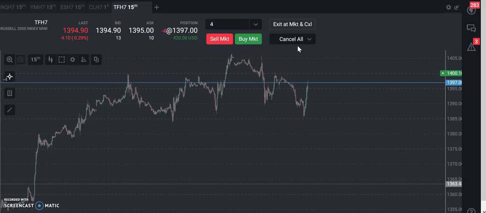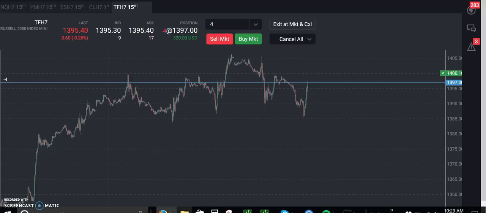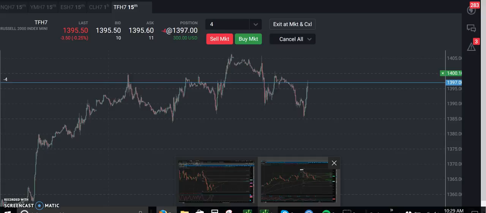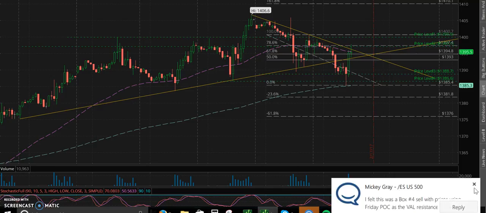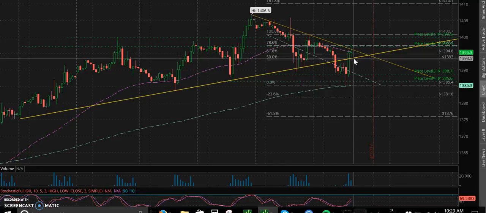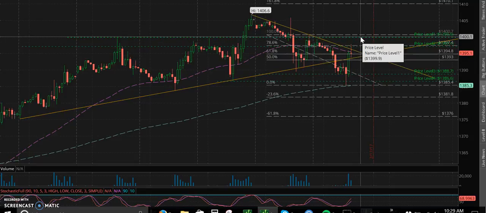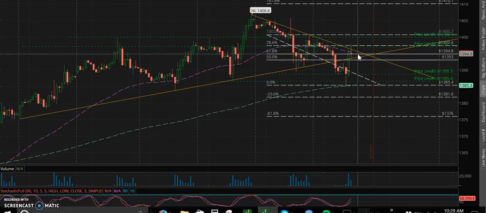Alright guys, we've had a little bit of movement, not too much just yet. You can see we're kind of teetering between 360 and 500 for profits, but I wanted to give an update. Once we break down below this bull trend line again, that's when I'll pull my stop down. Right now my stop's still at that 1400.1 level.